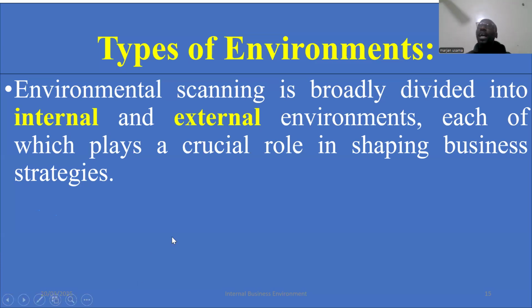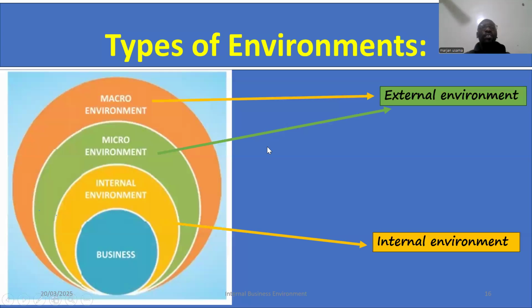Now, what are the types of environment, generally speaking? Environmental scanning is broadly divided into internal and external. So broadly speaking, we have 2 types of environments, each of which plays a crucial role in shaping business strategies. They play different roles in shaping our strategy in organizations. So these are the types of environment. We have 2 types of environment.